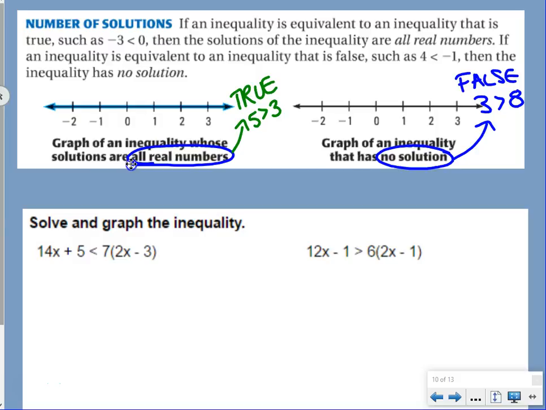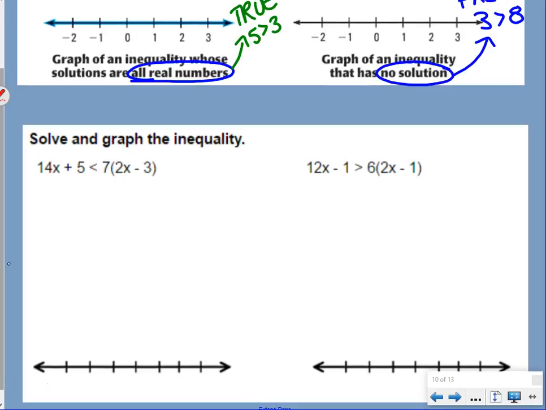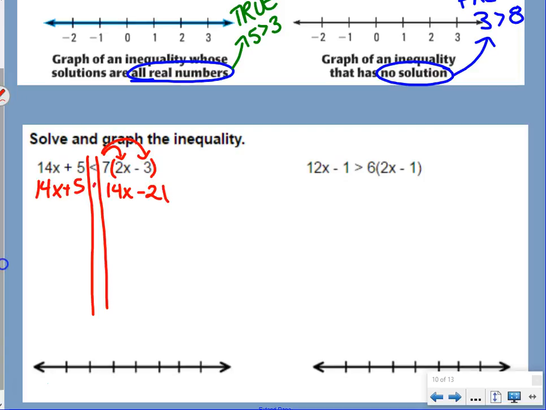So to practice this, we have some examples. Solve and graph the inequality. For the first example, we have parentheses, so we want to distribute the 7. 7 times 2x is 14x. 7 times negative 3 is negative 21. 14x plus 5 comes down. Now, if you notice, 14x, 14x, we have the same variable on both sides. We want to get one to the other side. Since they're the same, it doesn't matter which one we move, but we want to minus 14x on both sides.